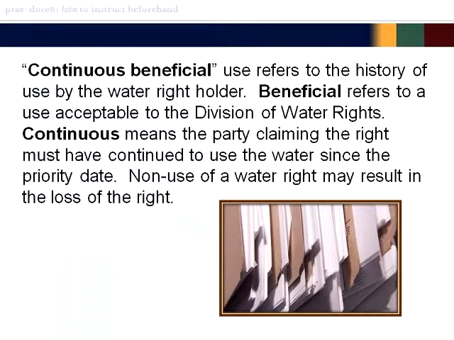Continuous beneficial use refers to the history of use by the water right holder. Beneficial refers to the use acceptable to the Division of Water Rights. Continuous means the party claiming the right must have continued to use the water since the priority date. Non-use of a water right may result in the loss of the right.